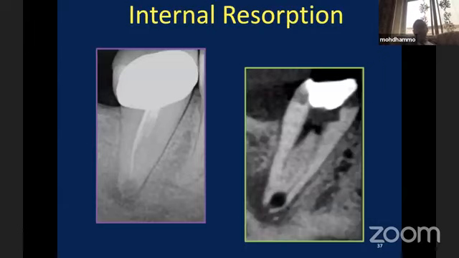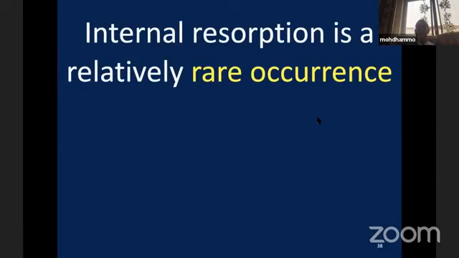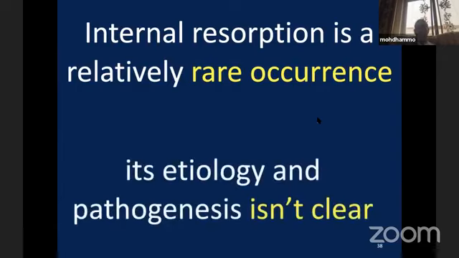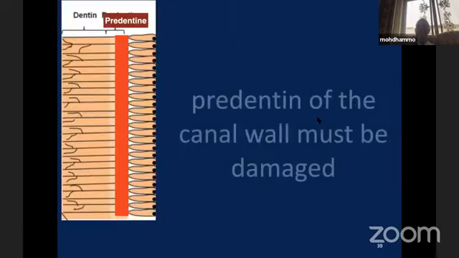So here is an example of internal resorption which occurred inside the root canal system. Internal resorption is a relatively rare occurrence. We don't see it frequently. And its cause, or etiology, is unknown. It's not clear exactly why internal resorption happens.